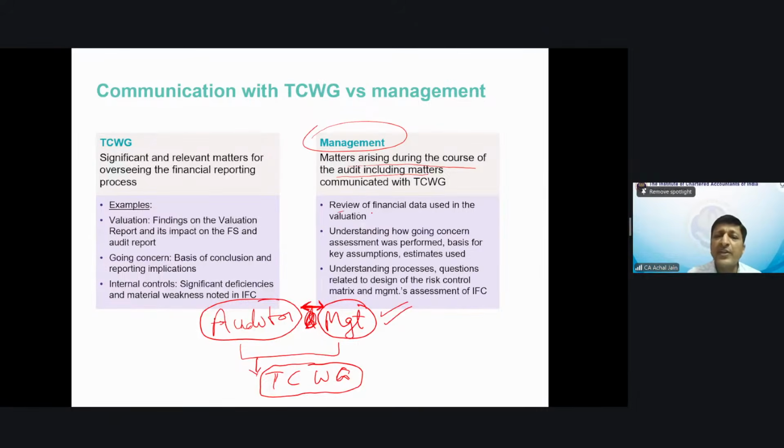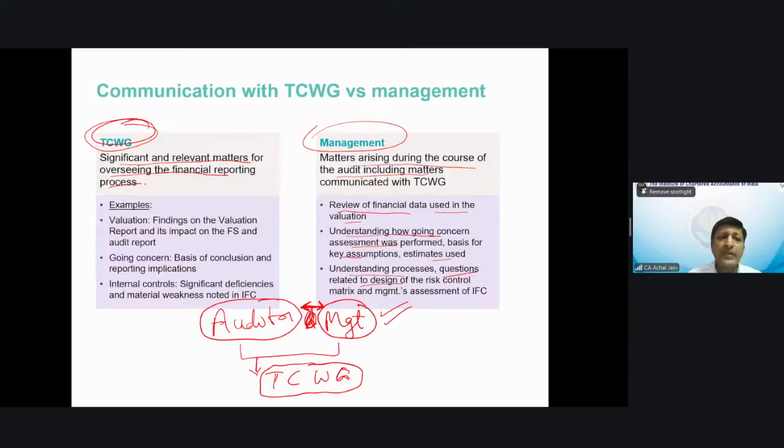It's a review of financial data used in valuation, understanding how the going concern assessment was performed, key assumptions, estimates, understanding processes, questions related to design of risk control metrics, management's assessment of IFC. But when it comes to TCWG, now the auditor will be selective. Significant and relevant matters for overseeing the financial reporting process. It's not about each and everything.